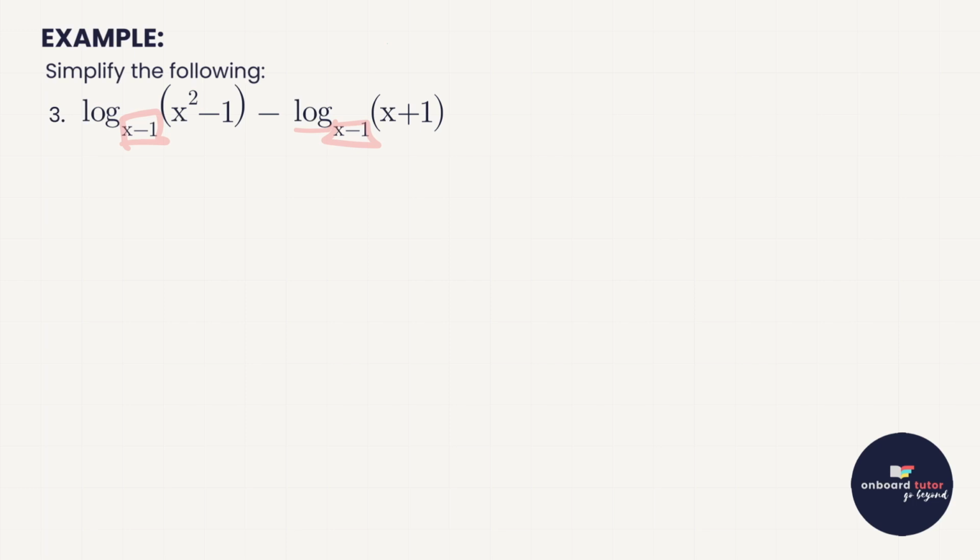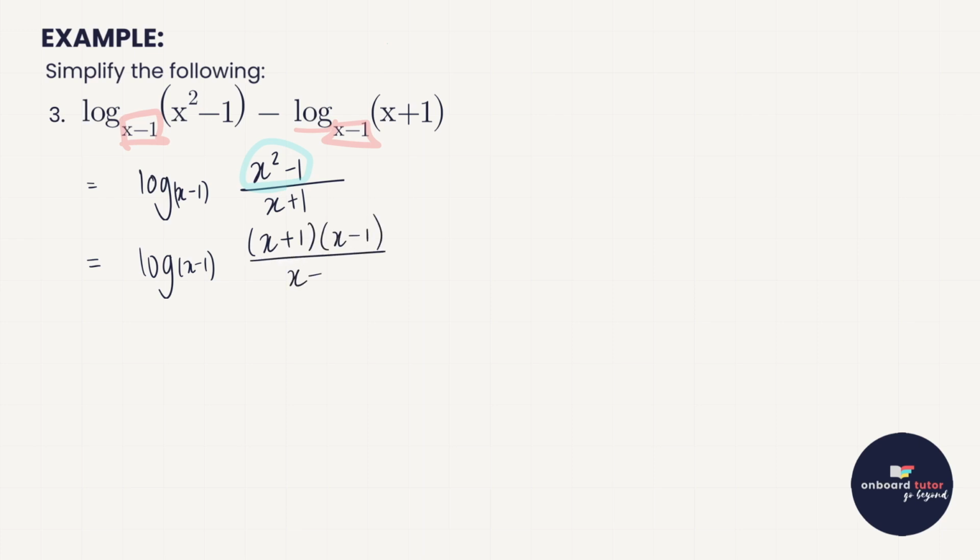The law says if I'm subtracting the logs, it means I was dividing the numbers, or I can divide the numbers, depending which direction you're working in. So log base x minus 1 is the base there, and what that contracts to is x squared minus 1 over x plus 1. Now what we can do is factorize this. This looks like the difference of squares. So we've got log to the x minus 1 base, and here we have x plus 1, x minus 1 over x plus 1.